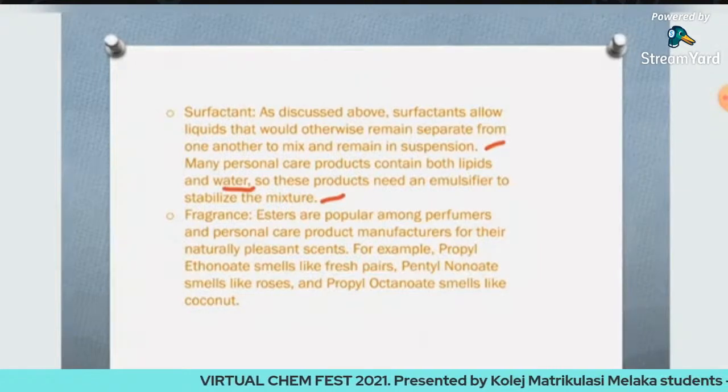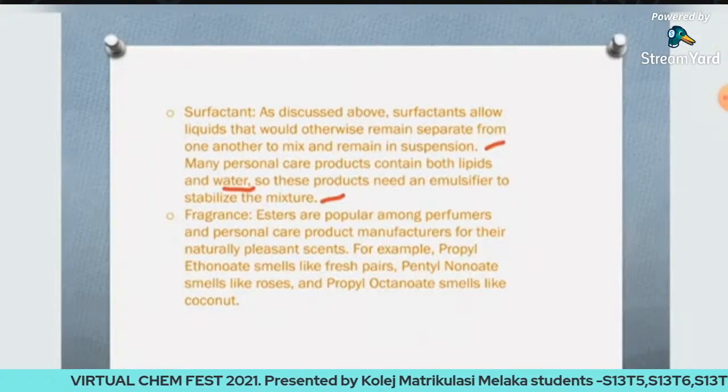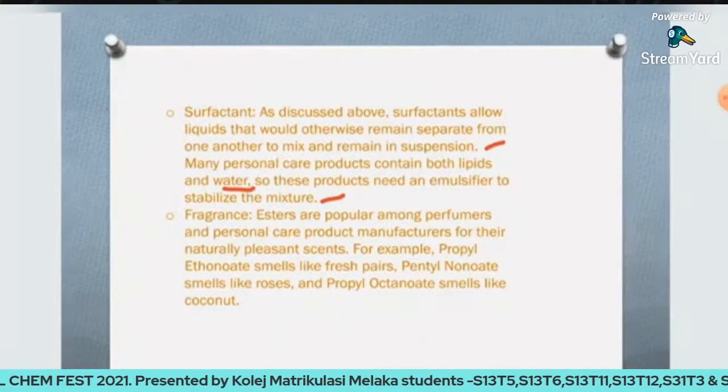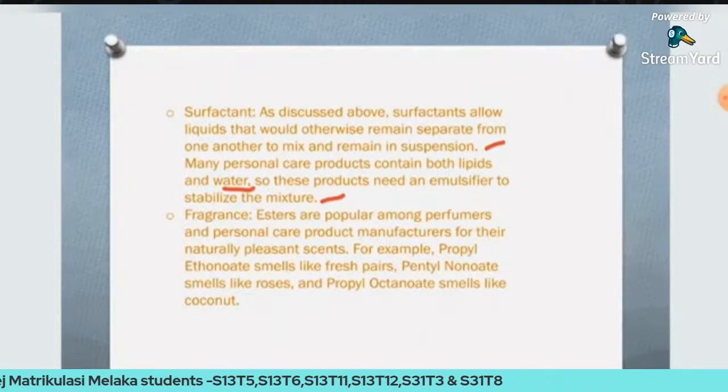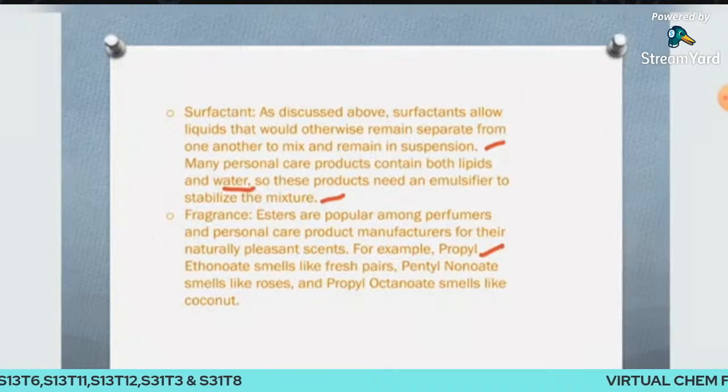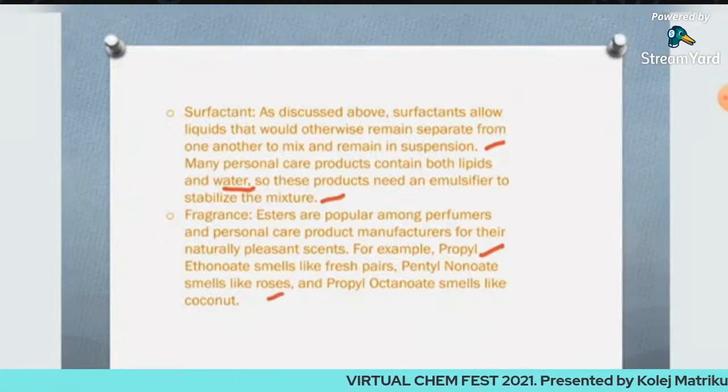Fragrance. Esters are popular among perfumers and personal care product manufacturers for their naturally pleasant scent. For example, propyl ethanoate smells like fresh pears, pentyl nonanoate smells like rose, and propyl octanoate smells like coconut.